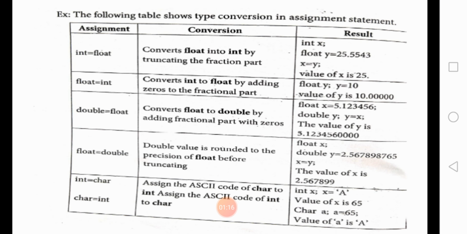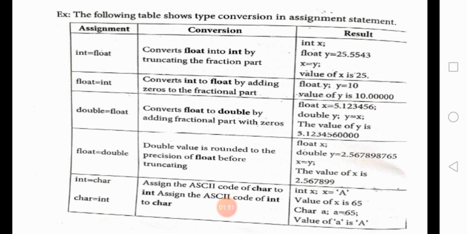Int x, first we are declaring int x. Float y equals 25.5543. We assigned the value 25.5543 to float y. Again, whatever value is present in the y variable, we assign that value to the int variable x. The value of x is 25, because the fraction part of the y variable is removed here.